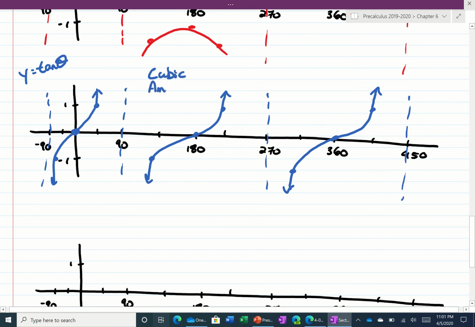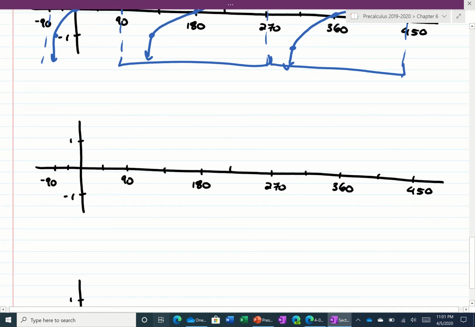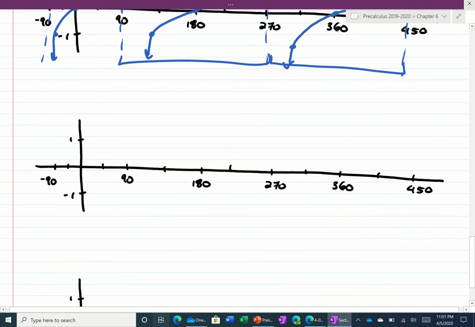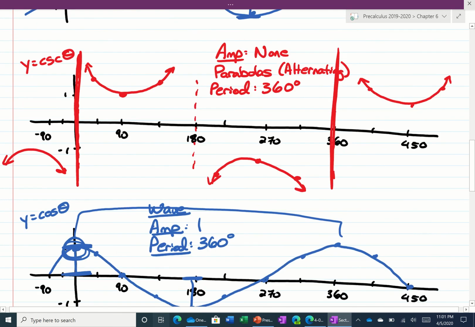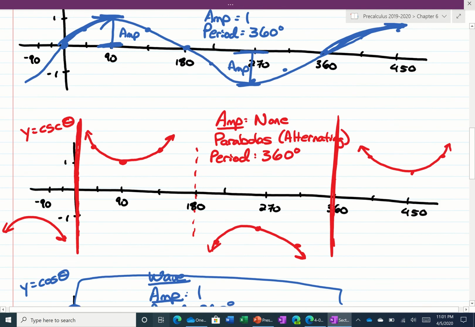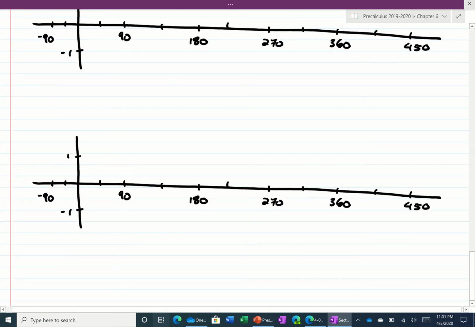There's no amplitude because it's not a wave. And the period, this one's a little bit different. It looks like from 90 to 270, or from 270 to 450. Every 180 degrees, we actually get the same thing. So this is a little bit different. Or did I draw an extra graph here? I should have drawn 6, right? So let's see here. 1, 2, 3, 4, 5, 6. So this one's extra.